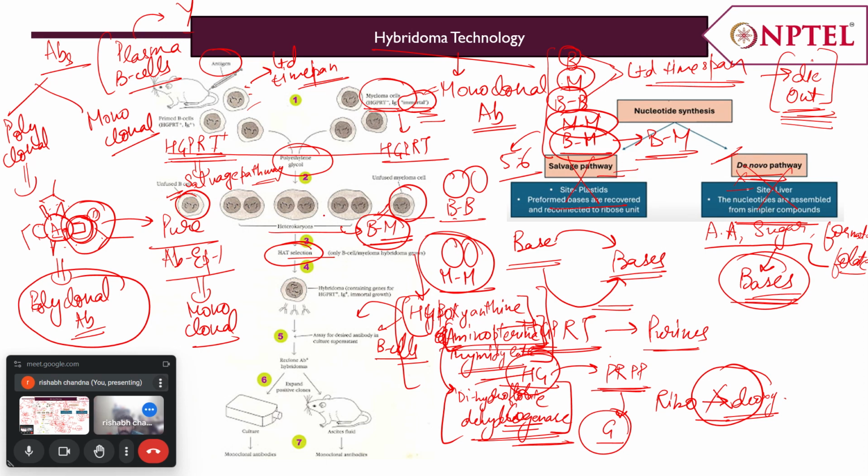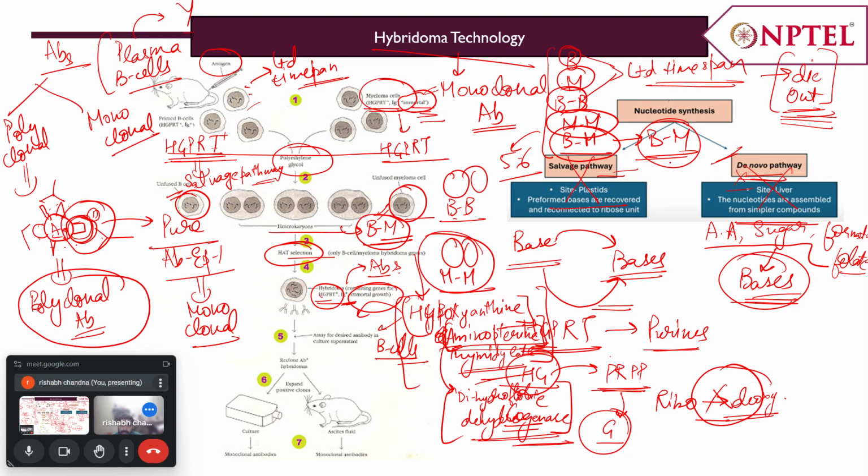Okay, so now these heterokaryons will be called the hybridomas. These are HGPRT positive because of the B cell. They are Ig positive, that means they produce the antibodies, and they are immortal. So we can subculture them and grow them in a petri dish inside the lab conditions. Yeah, that's what I was talking about.